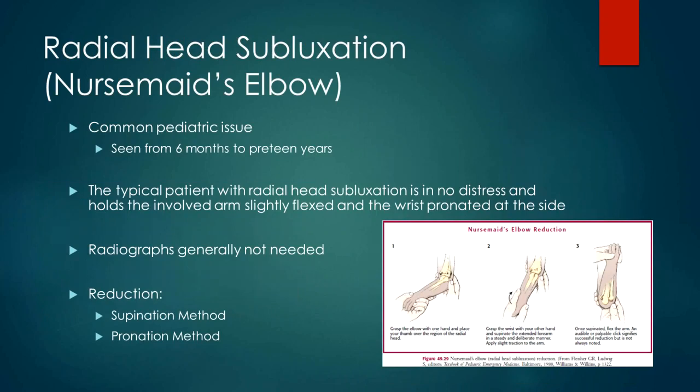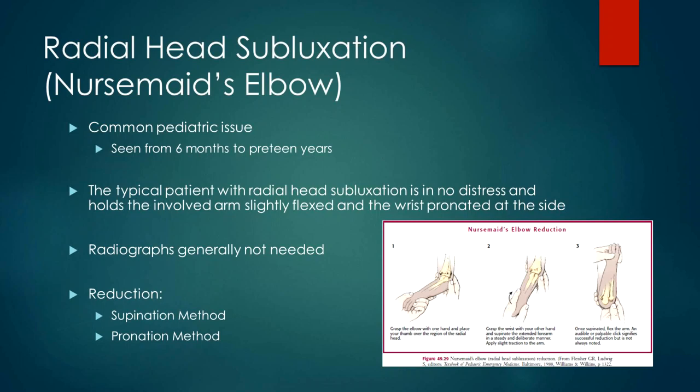Radial head subluxation. This is a common pediatric orthopedic issue. Generally occurs between the ages of 1 and 3, but can be seen from 6 months to preteen years. Mean age is just older than 2. Slight predilection for this injury to occur in girls and in the left arm. Classic mechanism of injury is a longitudinal traction on the arm with the wrist in pronation, as occurs when the child is lifted by the wrist. Pathologic lesion is generally a tear in the attachment of the annular ligament to the periosteum of the radial neck, with the detached portion becoming trapped between the radial head and the capitulum.